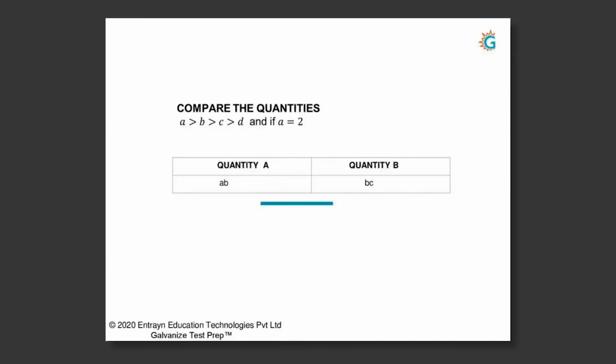Second question. Compare the quantities. A is greater than B, which is greater than C, which is greater than D, and A is equal to 2. Quantity A is AB, quantity B is BC. It's a quantitative comparison question, and all of you must be GRE aspirants, right? So you will know that in quantitative comparison questions, the 4 options are fixed. Option A is quantity A is greater. Option B is quantity B is greater. Option C is both the quantities are equal. Option D is the relationship cannot be determined.